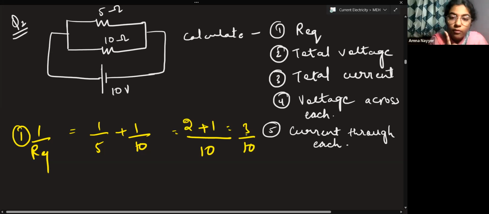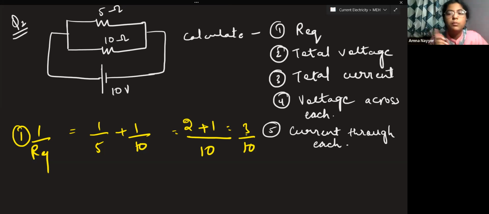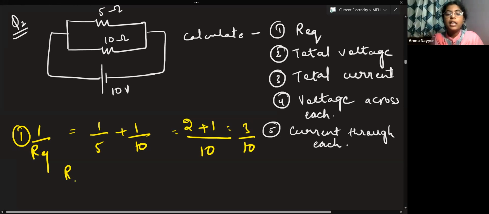So Abia, you have got 1 by R equivalent till here. That is not your answer. Many students make this mistake of not reciprocating whenever a parallel combination is given. You always have to take R equivalent. So the answer becomes 10 by 3 ohms. I was going to write amperes. 10 by 3 ohms. Yes.